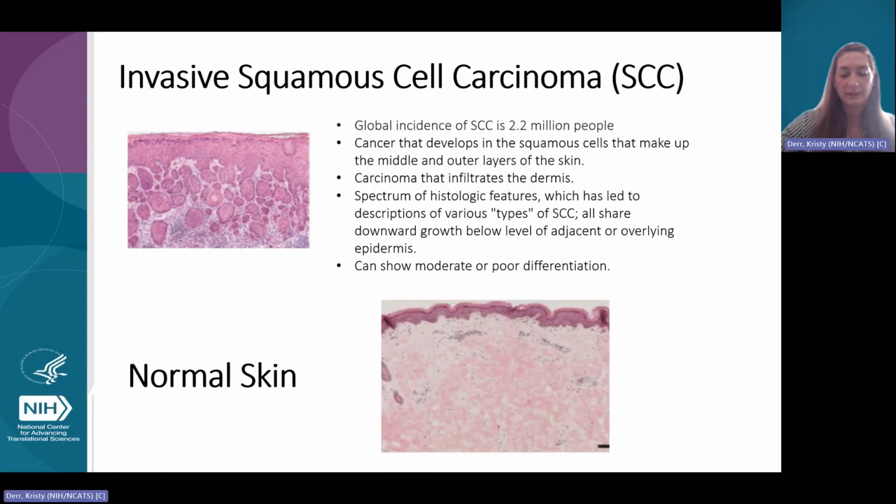So the disease invasive squamous cell carcinoma is what we studied. Global incidence of SCC is 2.2 million people. So this is a pretty common skin cancer. And basically, you'll start to see the infiltration of tumor cells into the dermis of the tissue, which will then create these real nasty open sores on the exposed skin tissue, which will then penetrate deep within the dermis.